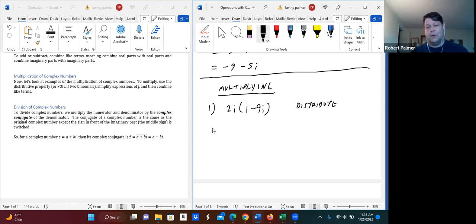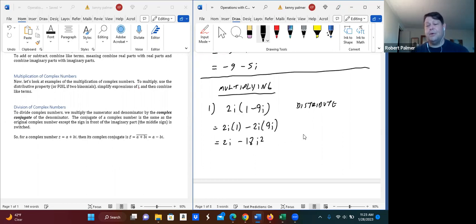Okay. So if we do that, then we're going to have 2i times 1, the first one. Then we have a minus 2i times 9i. Of course, 2i times 1 is just 2i. Then multiply these together, so it's going to be negative. Here we can think of multiplying our coefficients, the imaginary parts together. So this will be 18, and then i times i is i squared.